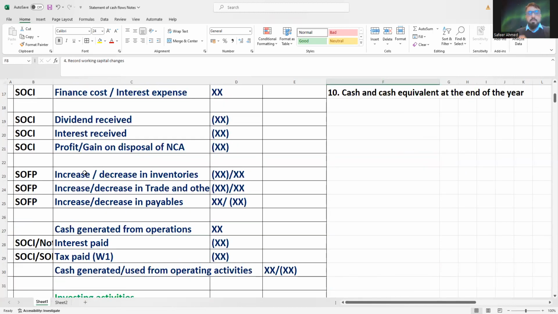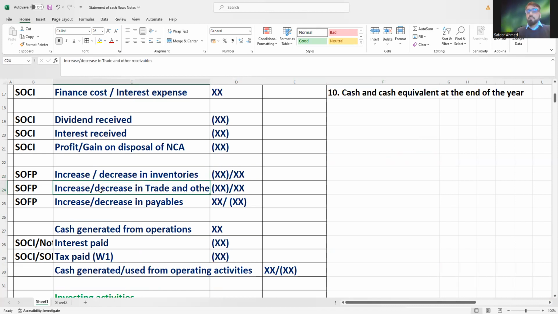So if there is an increase in inventories, that means that we must have bought the inventories and we must have spent the money. So cash outflow, if it is an increase, and if it is a decrease in inventories, it means that we must have sold the inventories and we must have received the money, which is cash inflow. So as you can see, increase in inventories, cash outflow, and decrease in inventories, cash inflow.